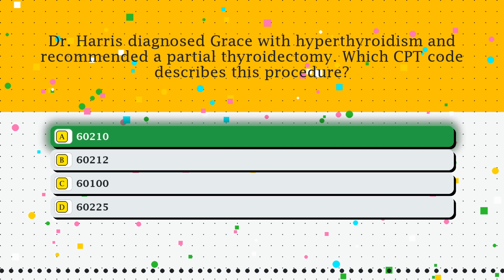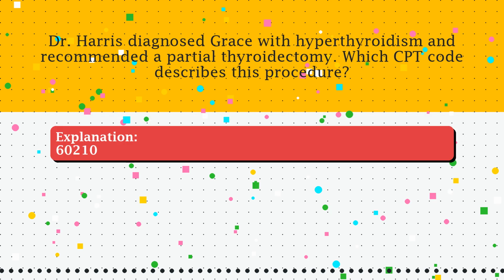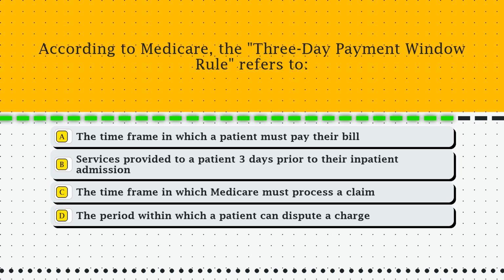The correct answer is option A, 60,210. Question 276. According to Medicare, the 3-day payment window rule refers to: Option A, the time frame in which a patient must pay their bill. Option B, services provided to a patient 3 days prior to their inpatient admission. Option C, the time frame in which Medicare must process a claim. Option D, the period within which a patient can dispute a charge.